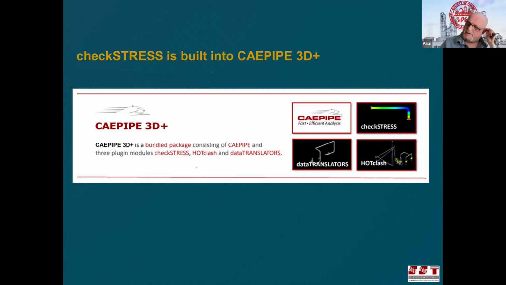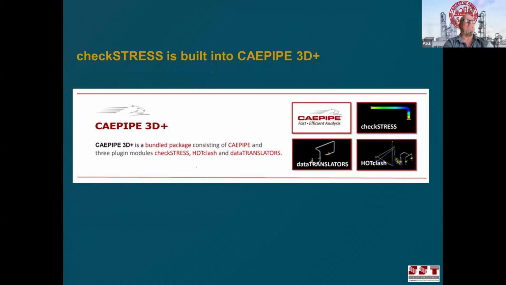Is there a way, if you have a Caesar 2 shop, can they use CAEPIPE? Yes, we do have a translator. We have a two-way translator. We can read Caesar 2 models. That's one way, which is built into our CAEPIPE 3D Plus as part of CAEPIPE.